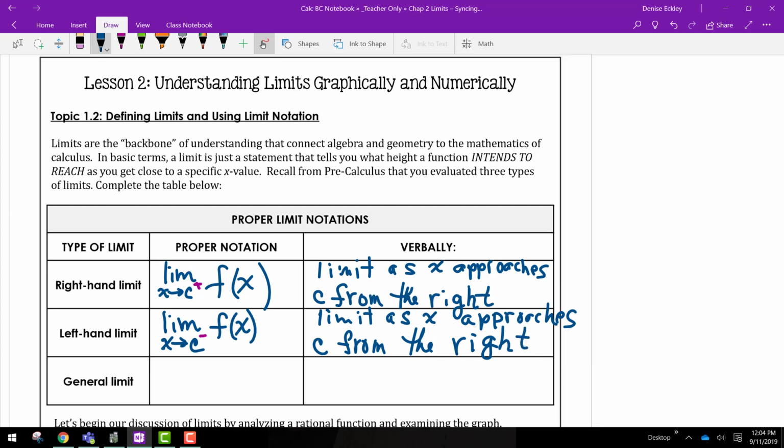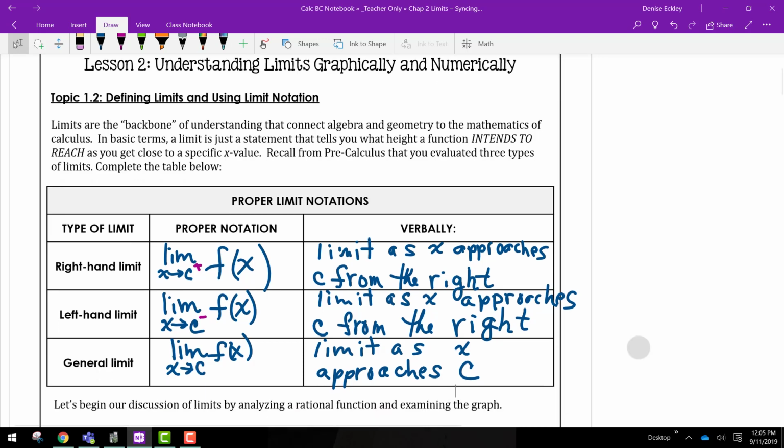Okay, and then finally, in general, if you're just writing the limit, you don't need to have the little plus or minus. So we just write the limit as x approaches C of f of x. So this is the limit as x approaches C. Okay, so those are the notations we're going to use from now on.